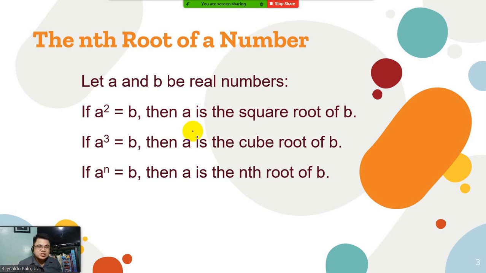Alright, so let's talk about the nth root of a number. Let a and b be real numbers. If a squared is equal to b, then a is the square root of b. And if a cubed is equal to b, then a is the cube root of b. And if we are pertaining to a root which is more than 3, we can say that if a raised to the power of n equals b, then a is the nth root of b. What do we mean by that?